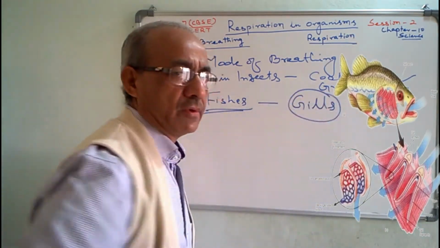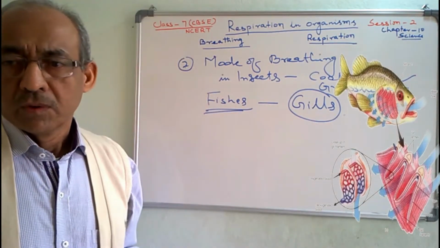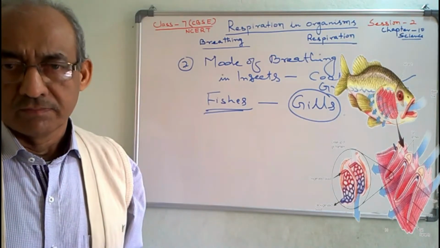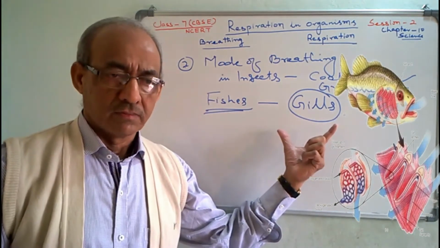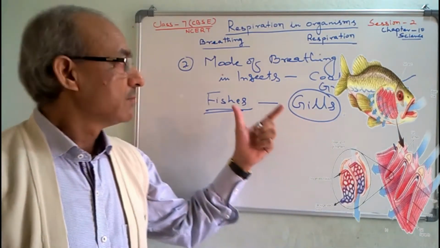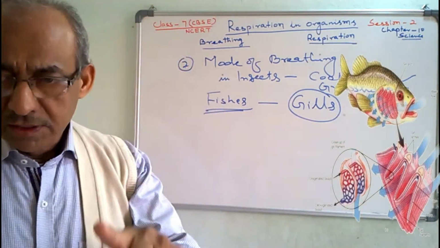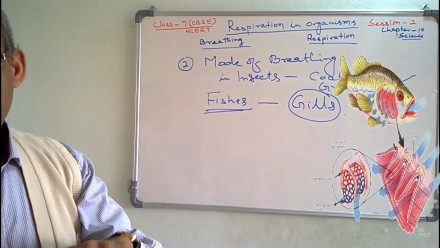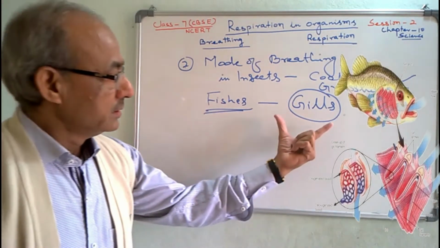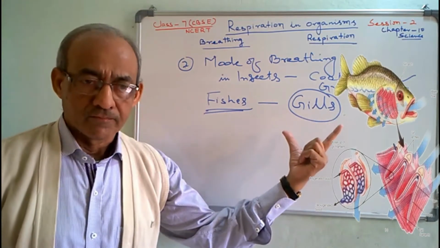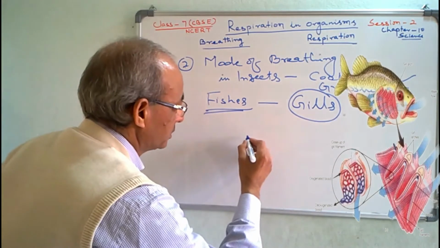Gills are found in the buccal cavity, oral cavity of the fishes. You know, the gills are the special structure which exclusively take part in breathing, to intake oxygen and thereafter to exhale out the carbon dioxide. This organ, gills, takes part. Try to understand by this diagram. You see the diagram of a fish.